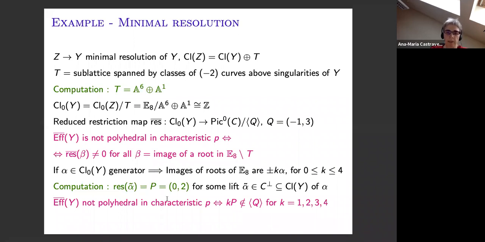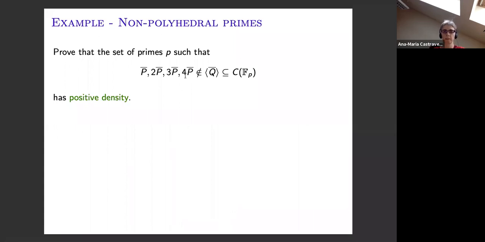And then the condition is that the effective cone of Y is not polyhedral in characteristic P if and only if all the multiples from 1 through 4 of this point P do not belong to the subgroup generated by Q. And here I want the reduction of these points modulo the prime P. I'm sorry, this is the correct way to write this. We want none of these multiples to be in the subgroup generated by Q after reducing modulo P, and we want to prove that this has a positive density.